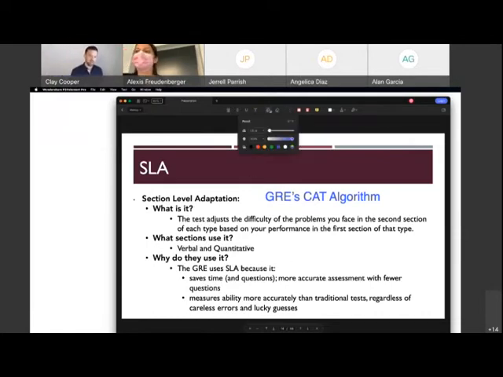So let's talk about why they do that. First of all, why do they use computer adaptive testing? Long story short, there is reason to believe that computer adaptive testing is a more accurate way to measure the characteristics that these tests are intended to measure. So for instance, one of the characteristics that the GRE is intended to measure is your understanding of certain subjects in math. And computer adaptive testing is thought to be a more accurate way to assess your understanding.